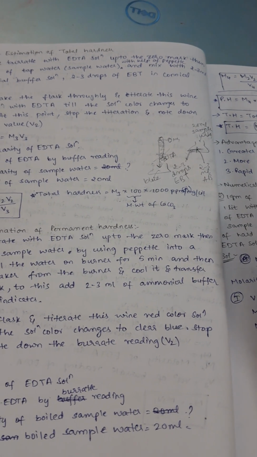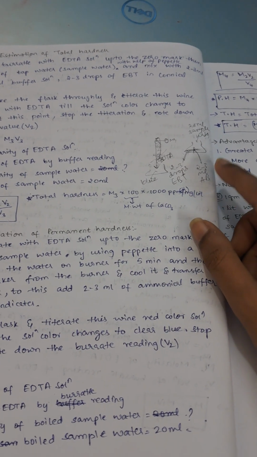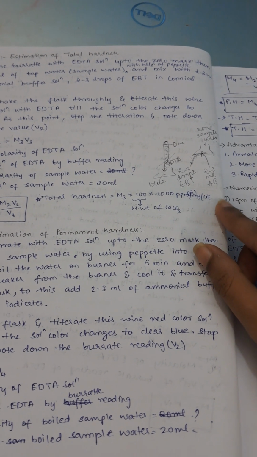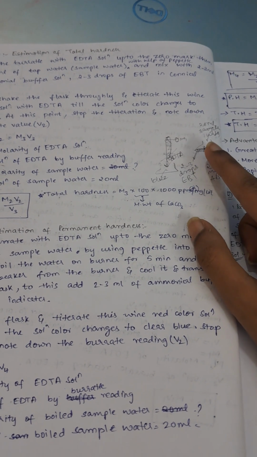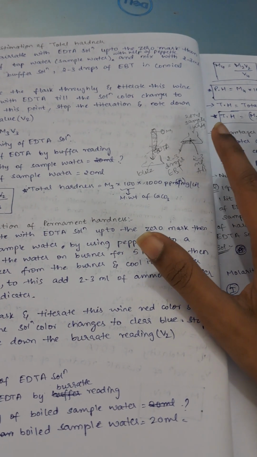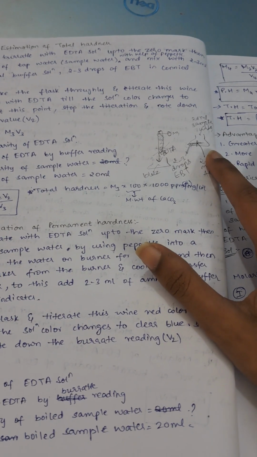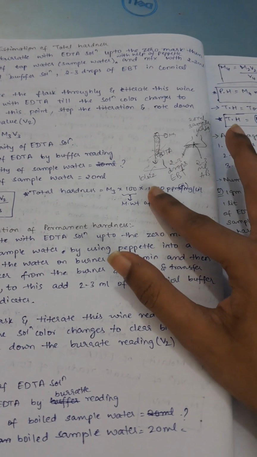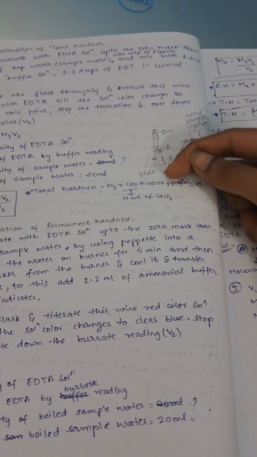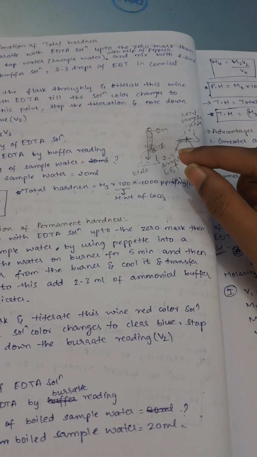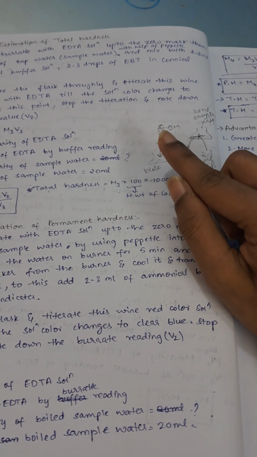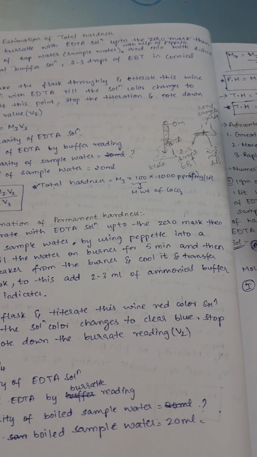After boiling for 5 minutes, let it cool down, and then transfer it into a conical flask. Add 2 to 3 ml of ammonical buffer, 2 to 3 drops of EBT. Shake well. Same method here also. When you shake it, you will get a wine red color complex, which is an unstable complex. And then place it at the bottom of the EDTA burette. Titrate this solution with EDTA until the color of the solution changes to blue color. When it changes to blue color, stop this titration.